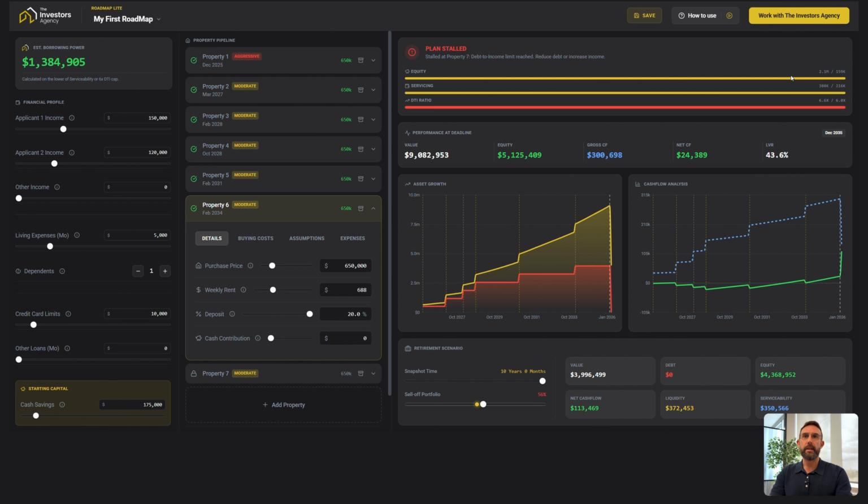As we can see, equity is fine. We have more than enough equity. Our servicing is strong, so we're not held up there. And our debt to income ratio is sitting at 6.6 times when the requirement actually stipulates for 6 times. So this is where we are coming stuck.